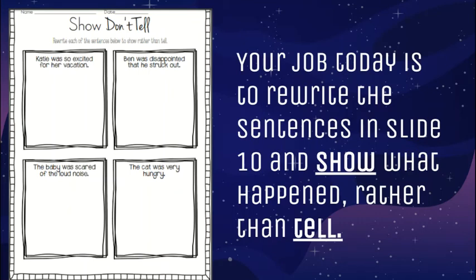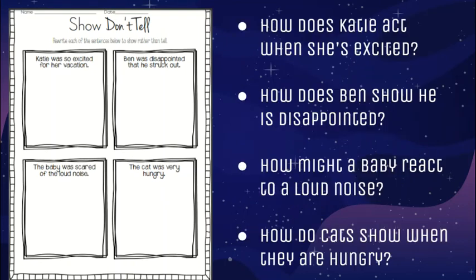So your job for today is to rewrite some of these sentences. You have 4 sentences. They're on slide number 10, and I'd like you to instead show what happened in these sentences rather than just tell. Something that might help you is to think about what these things look like instead of just telling me how it is.